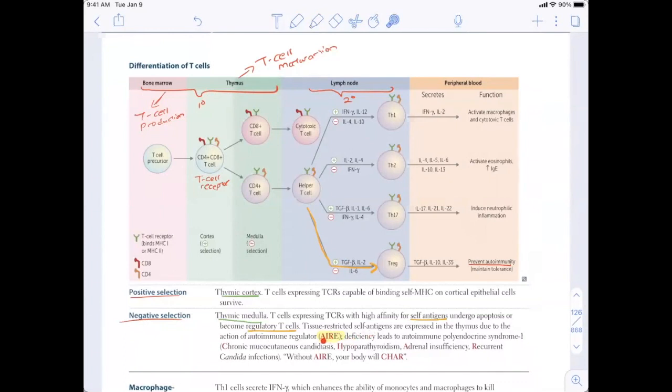the AIRE, your autoimmune regulator, can lead to autoimmune polyendocrine syndrome, where you have a bunch of autoimmune problems. More specifically, chronic mucocutaneous candidiasis, hypo-PTH, adrenal insufficiency, and just recurrent candida infection. So that's called the mnemonic.